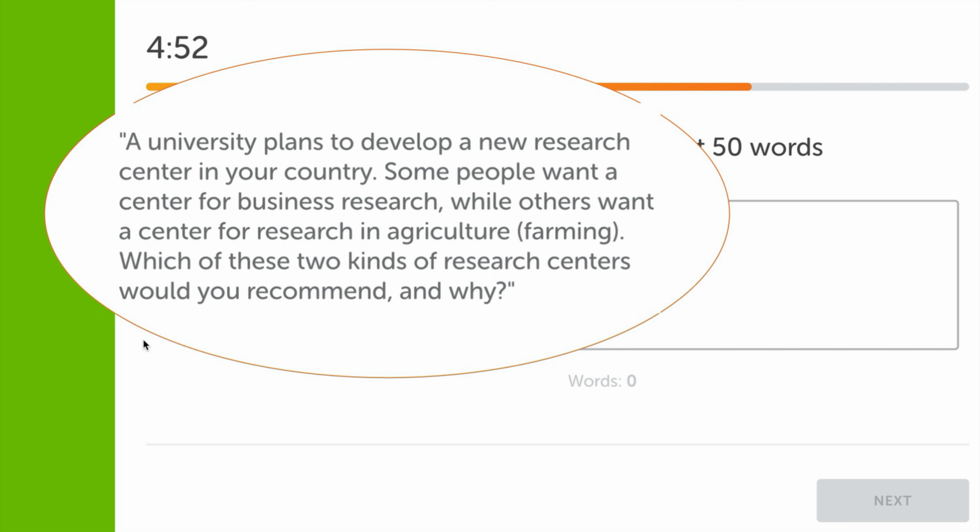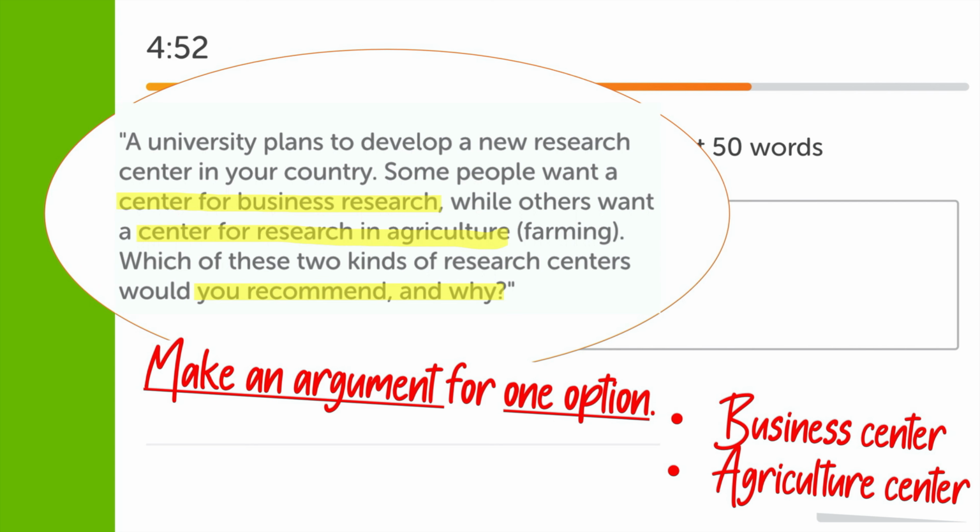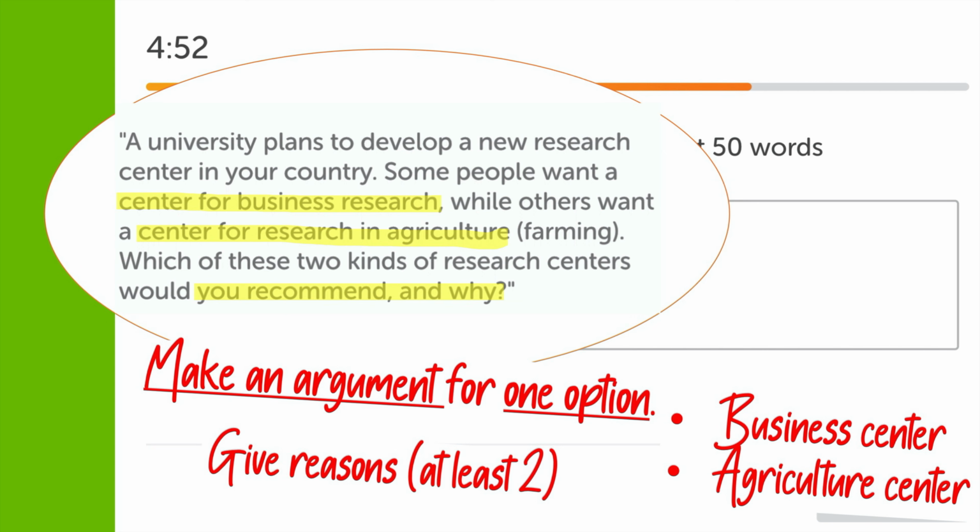Basically, you have to choose one of the options, a business center or an agriculture center, and you have to say why you think so. That means you have to make an argument for one option. So while you're reading this question, you have to think quickly, which one do I think is better? And then I want you to think of 2 reasons why you think so. Those 2 reasons will be the main body of your essay.